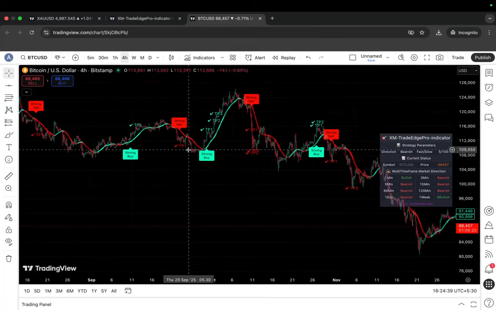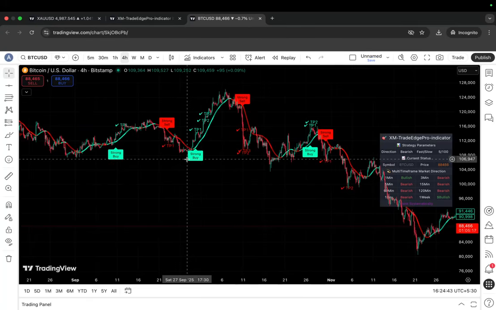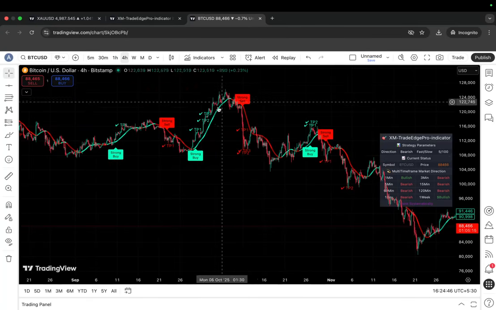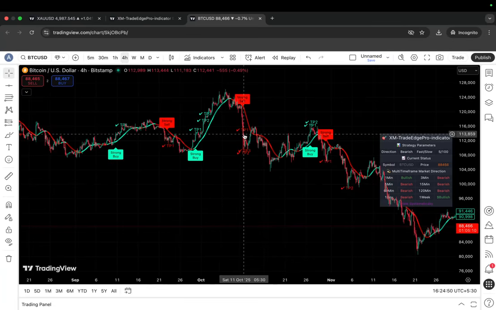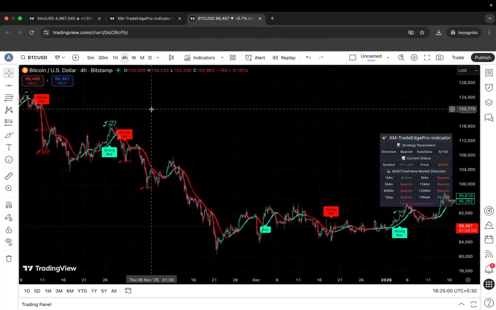Please understand this. We have to take the positions in the trend direction. So if it is in buy direction, we have to take the buy trades only and ignore all sell signals. If the market is bearish, we don't have to take buy signals at a smaller time frame, we have to ignore all buy signals. So that's how this indicator works.